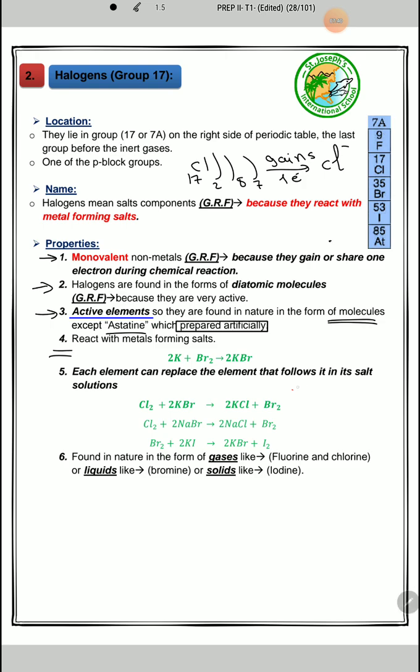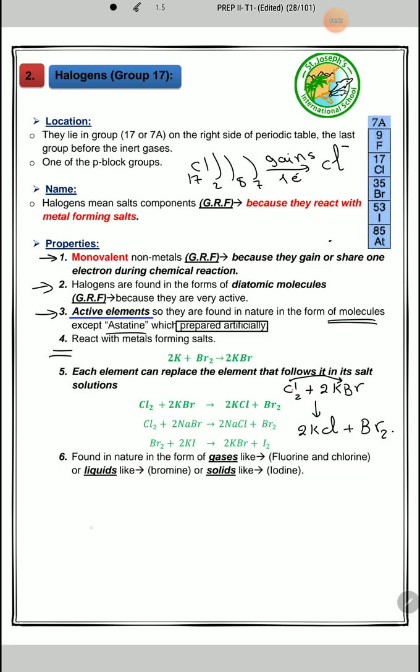Like if I said chlorine plus 2KBr. Now, chlorine is more active than bromine. So what happens? It's 2KCl, as we noticed that chlorine replaced bromine and kicked the bromine out, plus Br2.